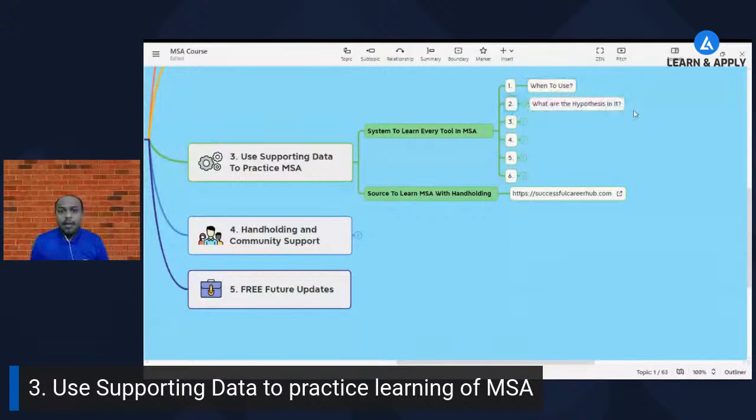Second, what are the hypotheses in it? As we are going to use statistics to interpret the results from whatever tool we are going to use, we also need to understand some statistical part of it.